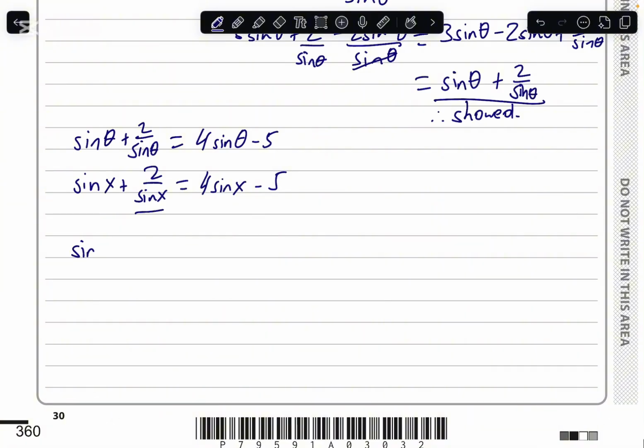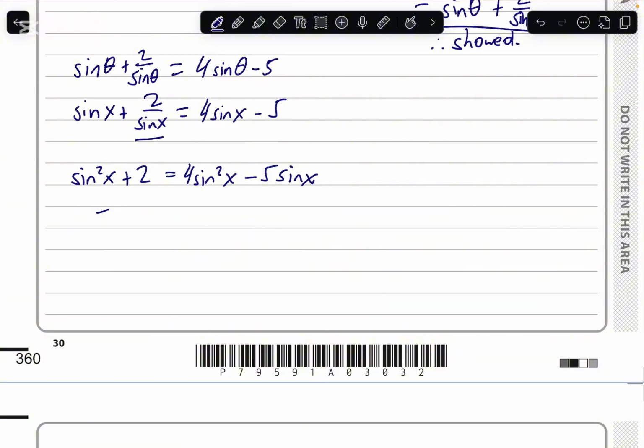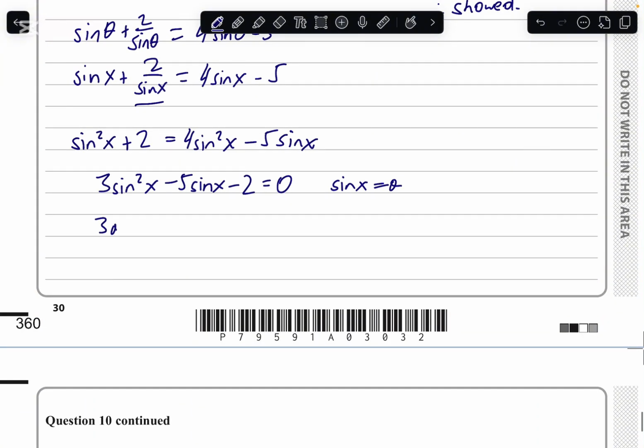We get sine squared x plus 2 equal to 4 sine squared x minus 5 sine x. Taking everything to one side, we're left with 3 sine squared x minus 5 sine x minus 2 is equal to 0. This is a hidden quadratic. We can replace sine x with a. So we're left with 3a squared minus 5a minus 2 is equal to 0.